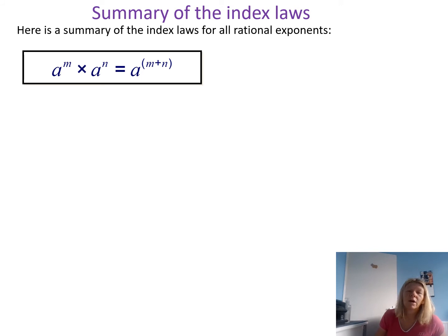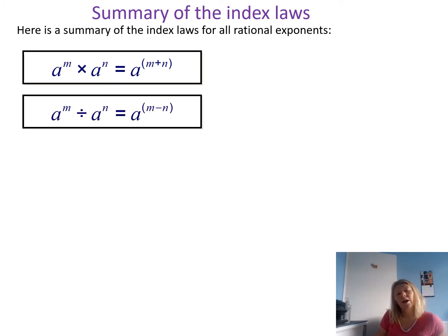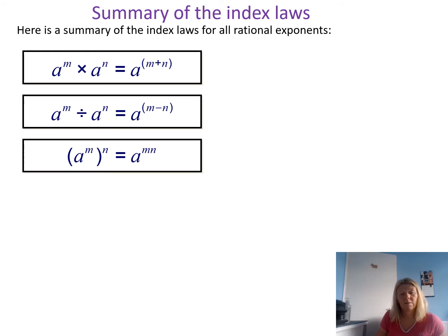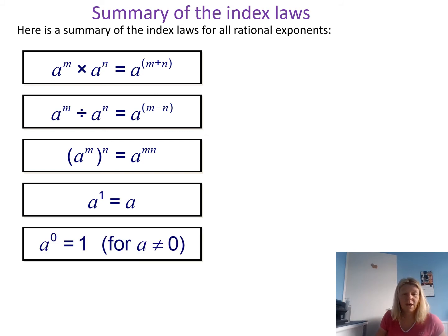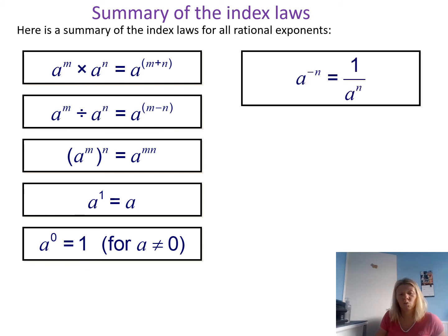If you multiply things together, then you add the powers as long as the bases are the same. If you're dividing and the bases are the same, then you can subtract the powers. Something to the power of a power, you multiply the powers. A to the power 1 is just A, and anything to the power 0 is 1. When A is 0, that'd be nonsense.